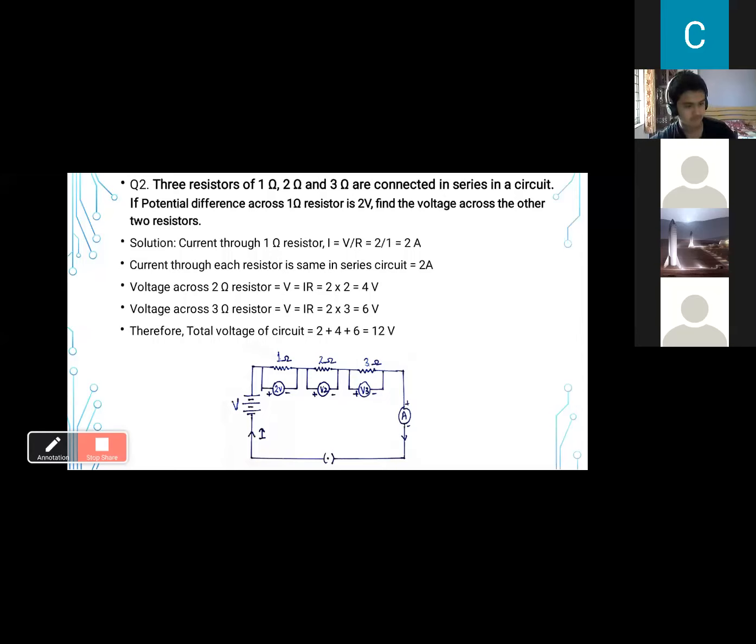Is it clear? So in the previous question, first we found the total current, then we found the voltage across each resistor. But here the voltage across one of the resistors is given. So again I can apply Ohm's law and find the current through one of the resistors, and the same current will flow through the whole circuit. So the same way I did the previous question, I'll do this one also.